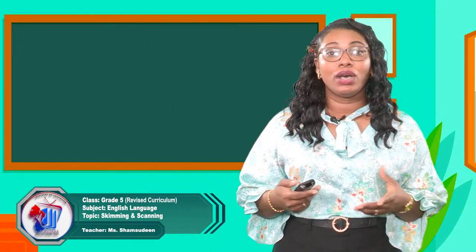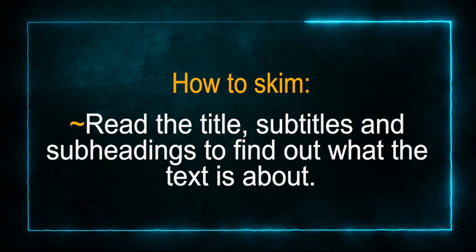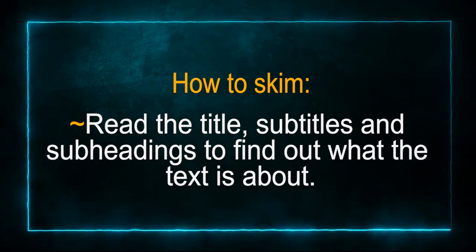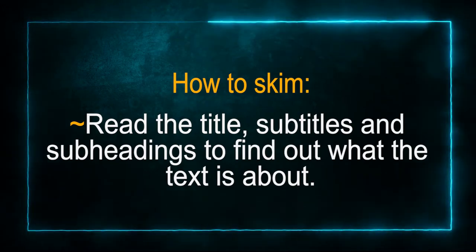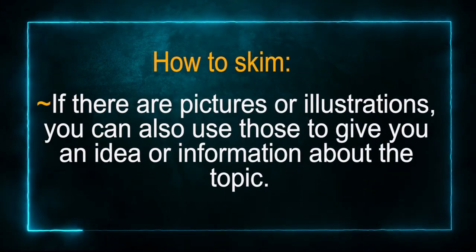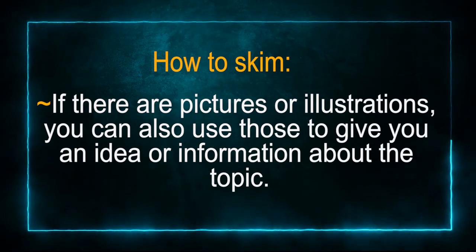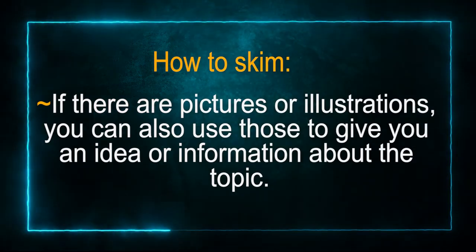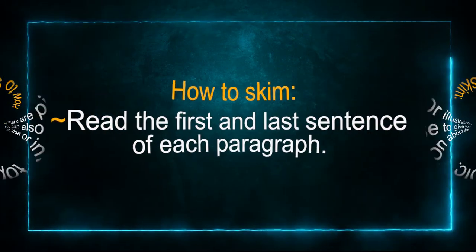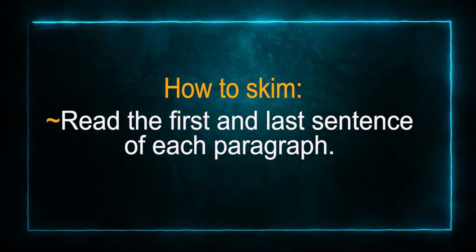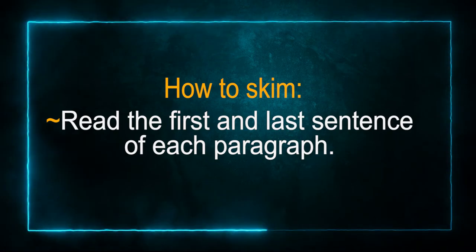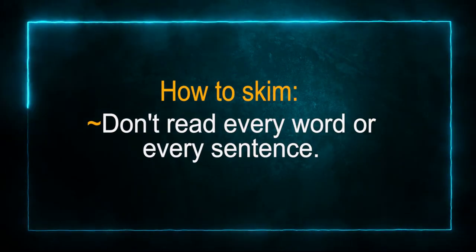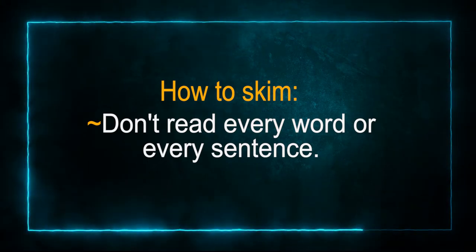Now let's look at how we can skim. Read the title, the subtitle, or the subheadings to find out what the text is about. If there are pictures or illustrations, you can also use those to give you an idea or information about the topic. You can also read the first and the last sentence of each paragraph. In skimming, you do not need to read every word or every sentence.